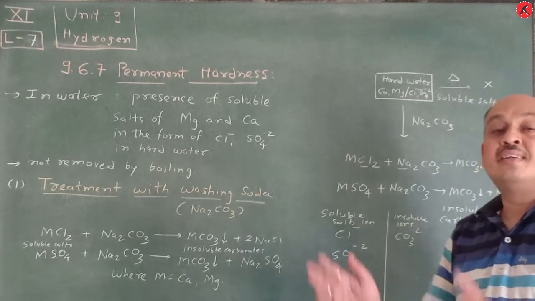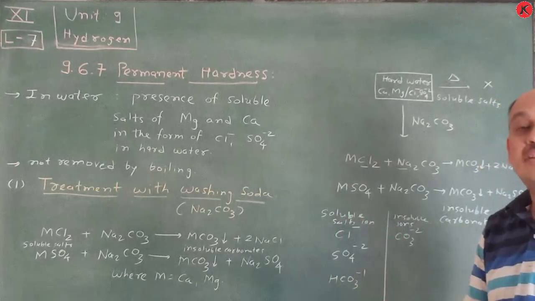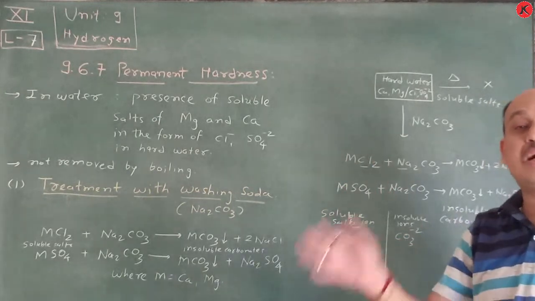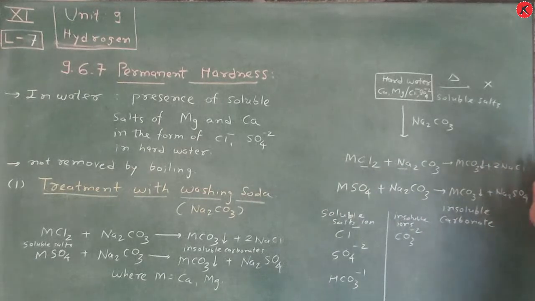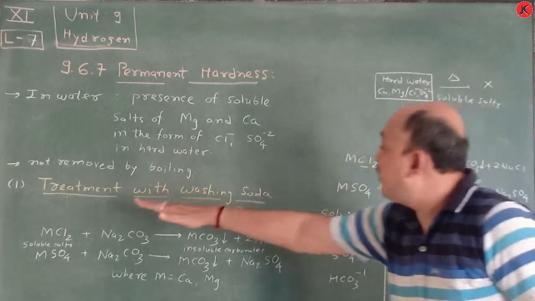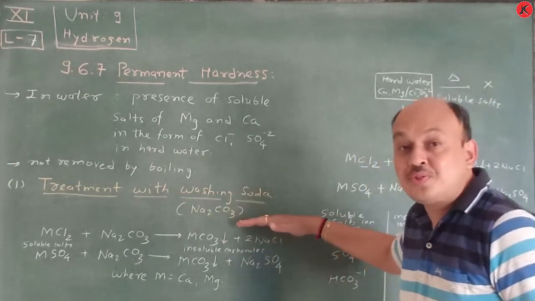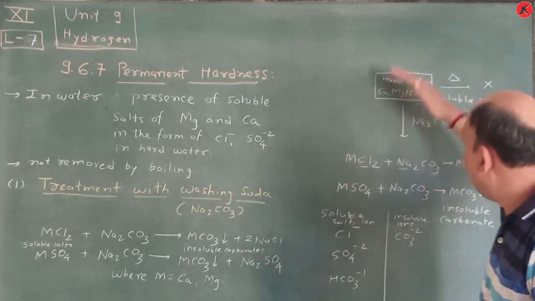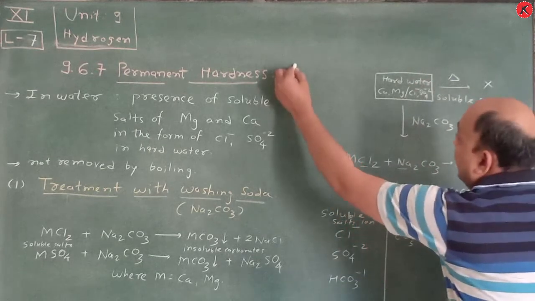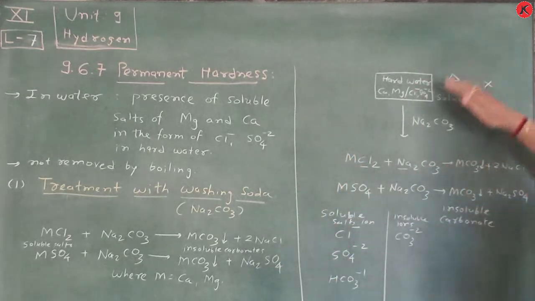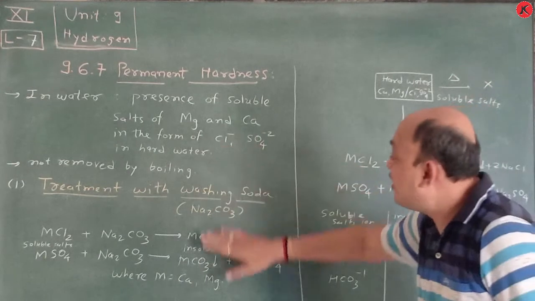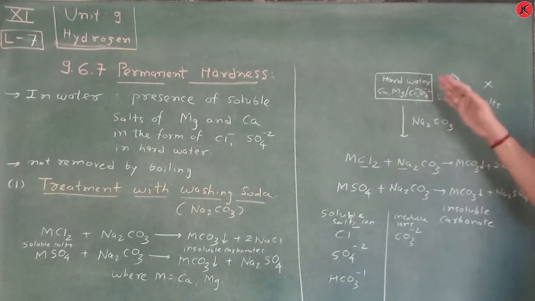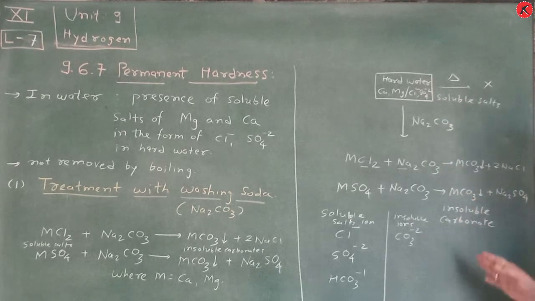In any reaction, if we get insoluble salts, that means they are converted into a precipitate, so they are very easily removed by the filtration method. So this method is known as treatment with washing soda, or Na2CO3, sodium carbonate. Write down this reaction and this flow chart for your convenience. This is a lecture according to your NCERT textbook, and this is a flow chart according to me. Remember it this way, so it becomes very easy for you.